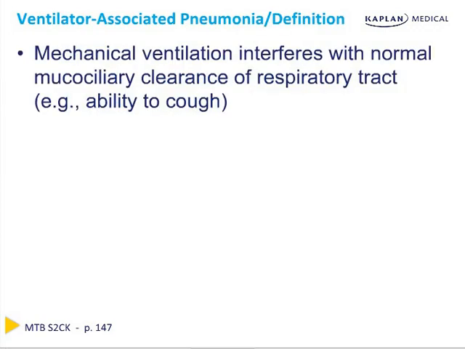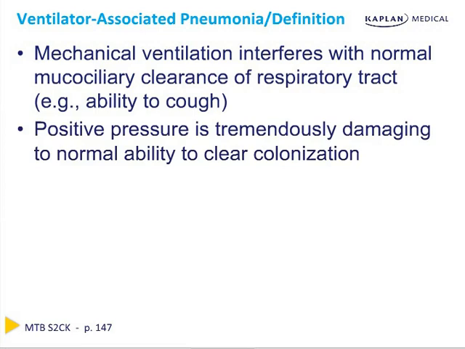One type of hospital-acquired pneumonia would be that associated with use of the ventilator, or a ventilator-associated pneumonia. These are important to distinguish from other types of hospital-acquired pneumonia because mechanical ventilation interferes with normal mucociliary clearance of respiratory tract infections. For example, the patient is unable to cough. In addition, positive pressure is tremendously damaging, and it can cause inability to clear colonization of bacteria.